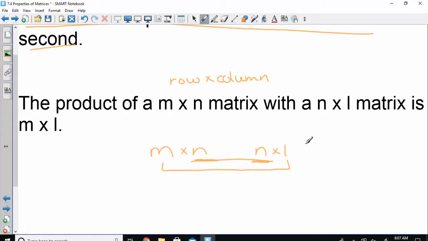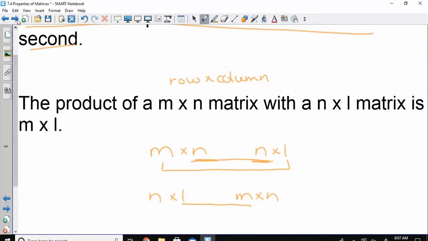Unlike regular multiplication, order does matter with this. If I switched it and did an n by l times an m by n, can we multiply those? Do my middle numbers match? No. So the order is going to make a difference when we go to multiply these.